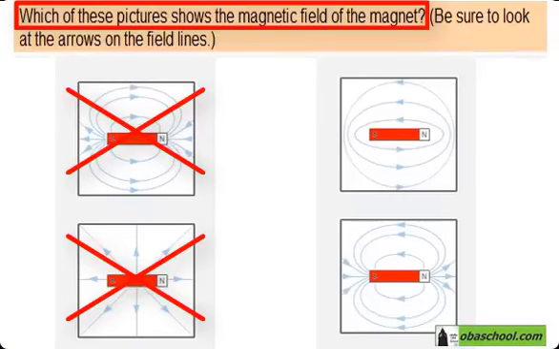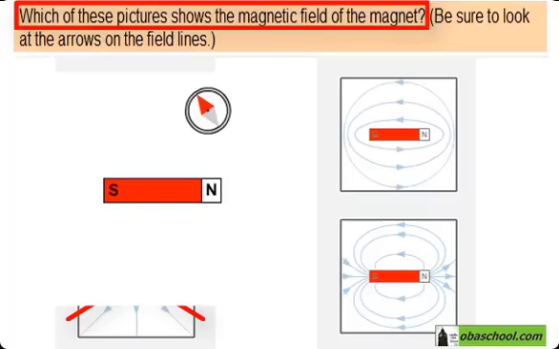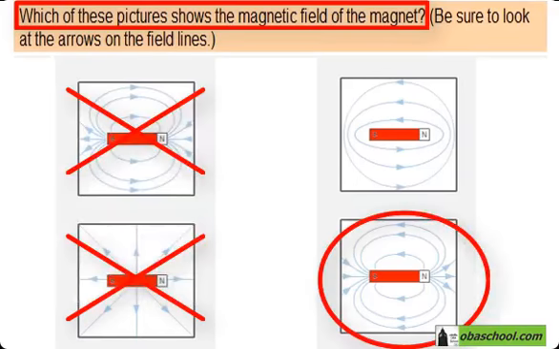Take a look back at the needle of the compass near the magnet. Which picture shows the direction of the magnetic field similar to the direction of the needle moving around the magnet? Yes, it is picture number 4.